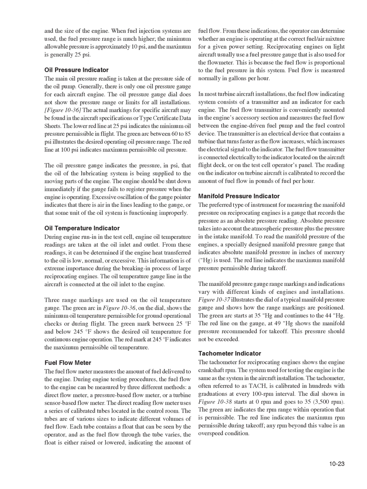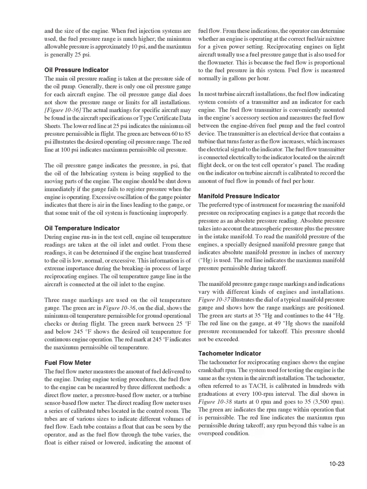Absolute pressure takes into account the atmospheric pressure plus the pressure in the intake manifold. To read the manifold pressure of the engines, a specially designed manifold pressure gauge that indicates absolute manifold pressure in inches of mercury, Hg, is used. The red line indicates the maximum manifold pressure permissible during takeoff.